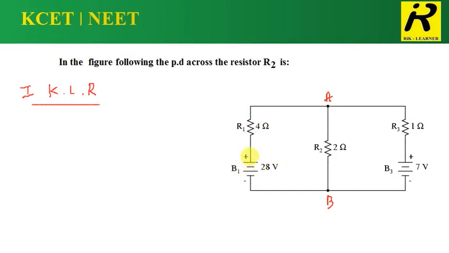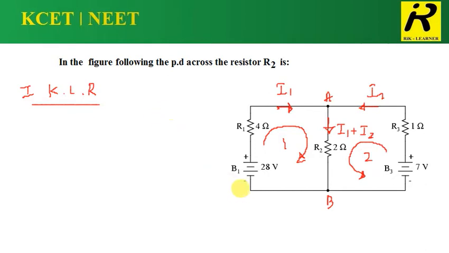In the first loop, due to this battery, a current I1 is flowing in this direction, and in the second loop, due to this battery, a current I2 is flowing in this direction. The two currents will meet at point A, and the combined current flows in this direction in the middle branch as I1 plus I2. Now I consider the left loop, the first loop, in a clockwise direction, and the second loop I consider in counterclockwise direction.